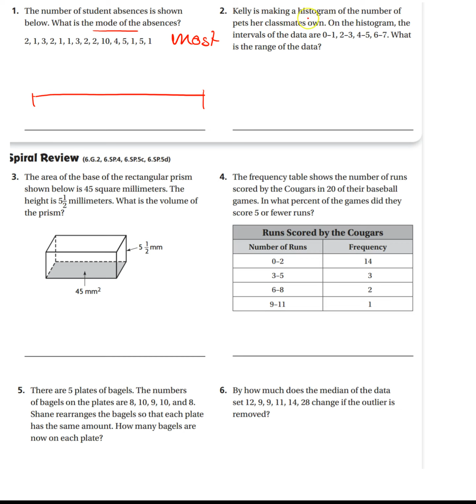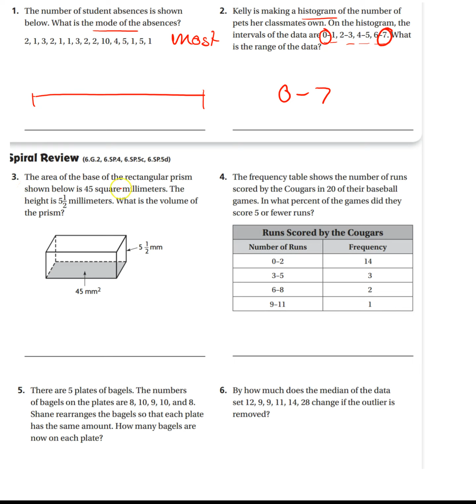Kelly is making a histogram of the number of pets her classmates own. On the histogram, the intervals are 0 to 1, 2 to 3, 4 to 5, 6 to 7. What is the range of the data? So range, it starts at 0 and goes all the way up to 7. That's all that the range means. 0 to 7, that's the range. The lowest number to the highest number in the data set.